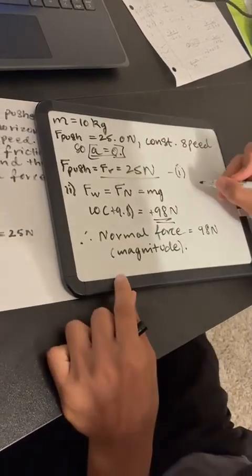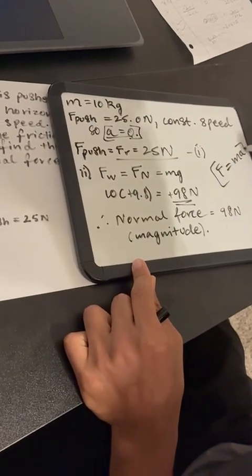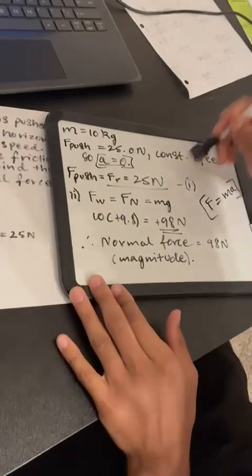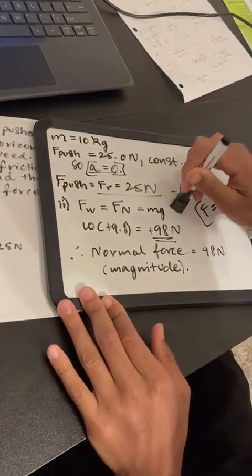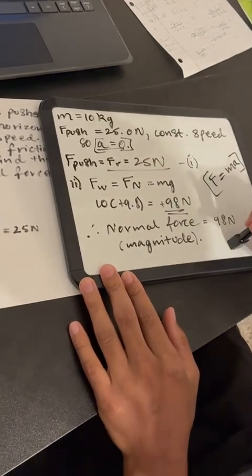So we know that force equals mass times acceleration. So when you plug the numbers into this equation, you get the force to be 98 newtons. So the normal force, which is also equal to the weight force, is 98 newtons.